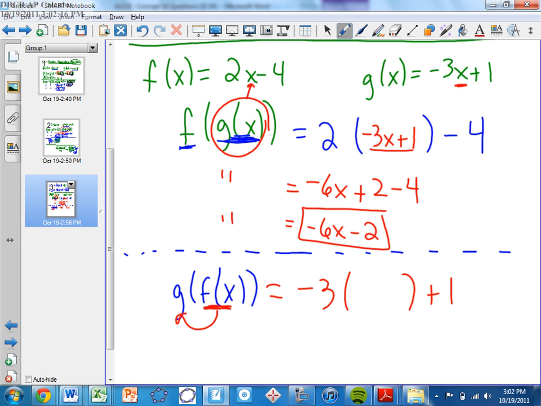So we need to now take our 2x minus 4 and place it in over here. Again, where does that come from? 2x minus 4 right here is right there for f of x. So again, what did we do this time? We took 2x minus 4 and we plugged it in right there for that x value.